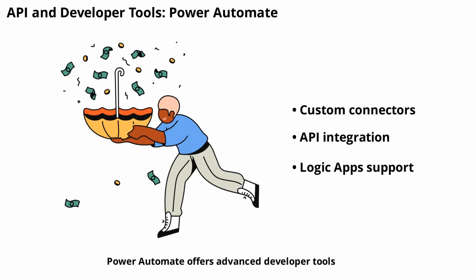Power Automate offers advanced developer tools, including custom connectors, API integration, and support for Azure Logic Apps. Finance teams can build highly customized workflows, integrate with proprietary systems, and automate complex business processes. These capabilities make Power Automate a strong fit for organizations with in-house development resources.